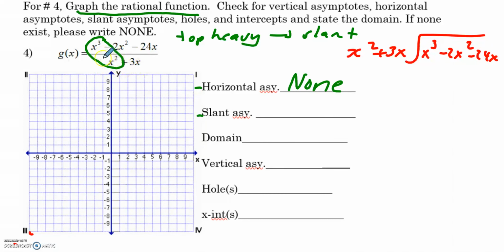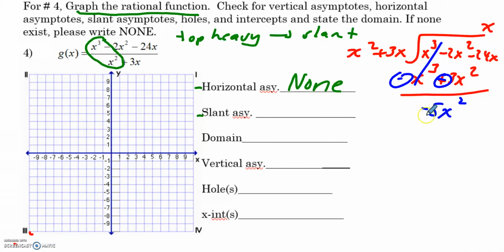Unfortunately, the bottom part of the rational function is squared, so I cannot do synthetic division. You can only do that if this is linear. So let's do some long division. X squared goes into x cubed x times, so I'm going to put that above its like term. Multiply that back, you'd get x cubed plus 3x squared. When you're doing long division, you would change the signs on both, so these would cross out, and you would get negative 2 combined with a negative 3x squared, so you would get negative 5x squared minus 24x.